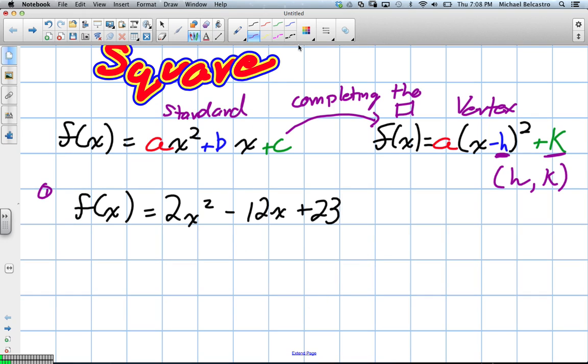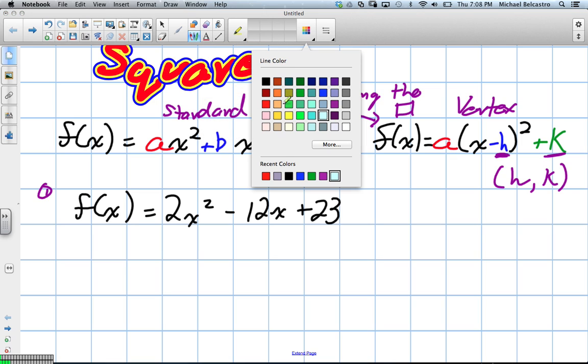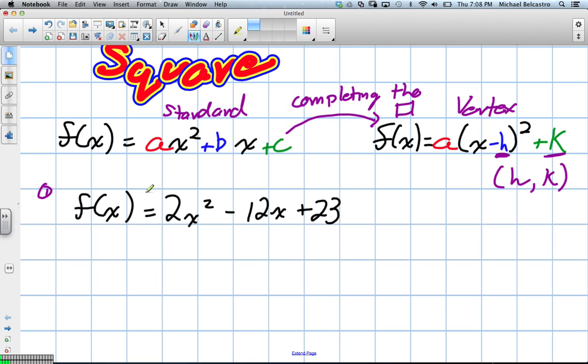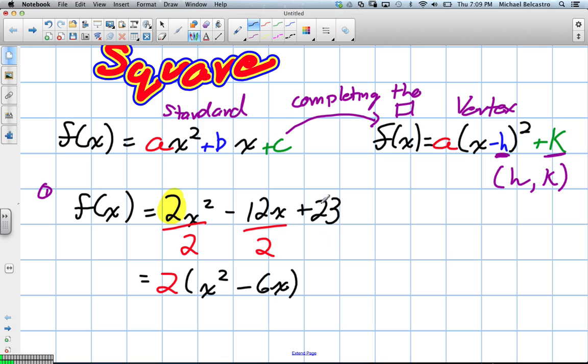This is a process you kind of have to partially memorize. The very first thing we want to do is figure out what the a value is. The a value in this case is the number 2. You take that a value and divide just the first 2 terms by it, like a common factor. So the 2 will come to the outside. You'll have x squared minus 6x, and the positive 23 stays on the outside.